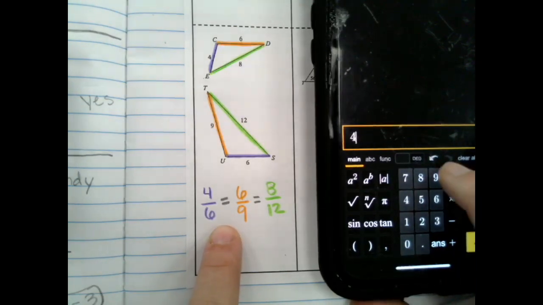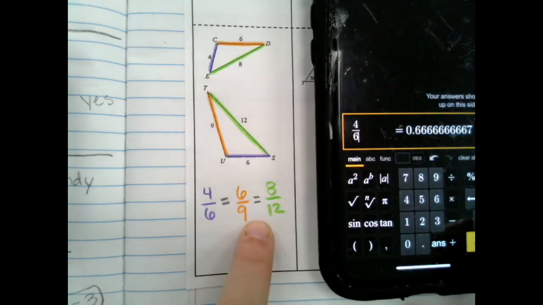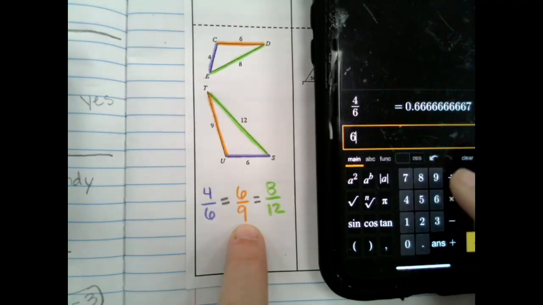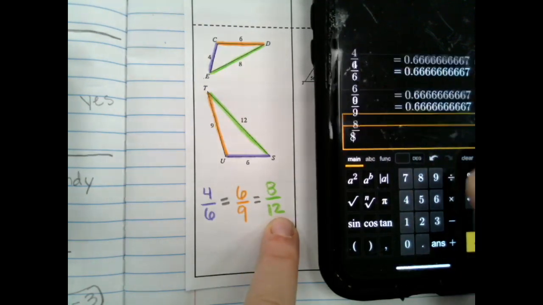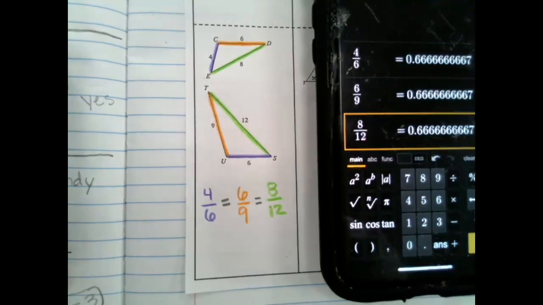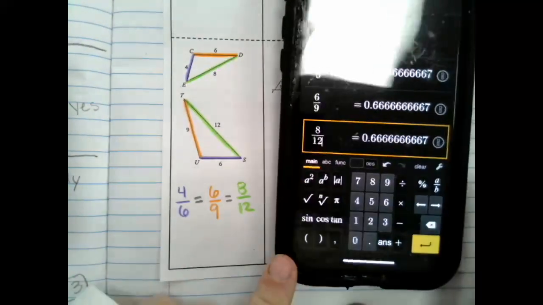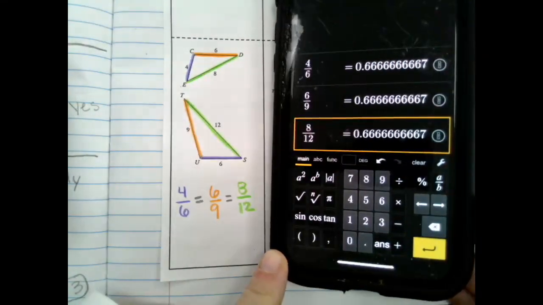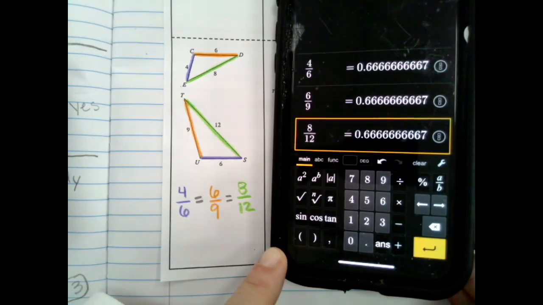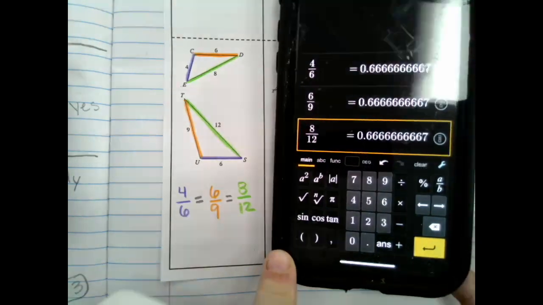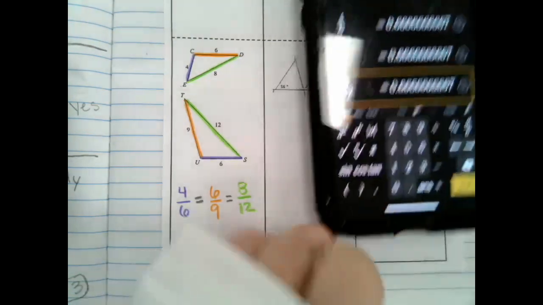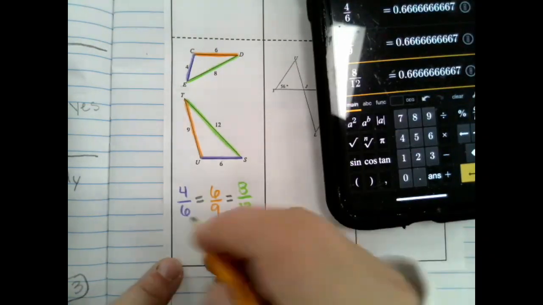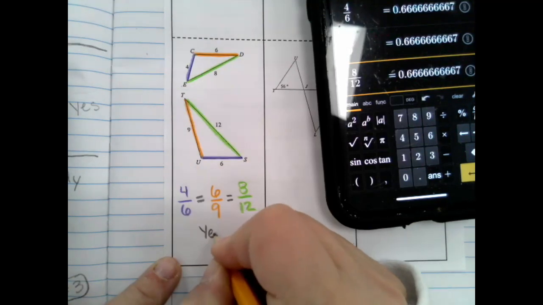4 divided by 6. And then I can hit that enter button. 6 divided by 9. Enter. 8 divided by 12. And they all have to be exactly the same. Are they all exactly the same? Yeah, they're all 0.6 repeating. Good. So are these similar? Yep, because they all equal the same. So our answer is yes, they're similar.